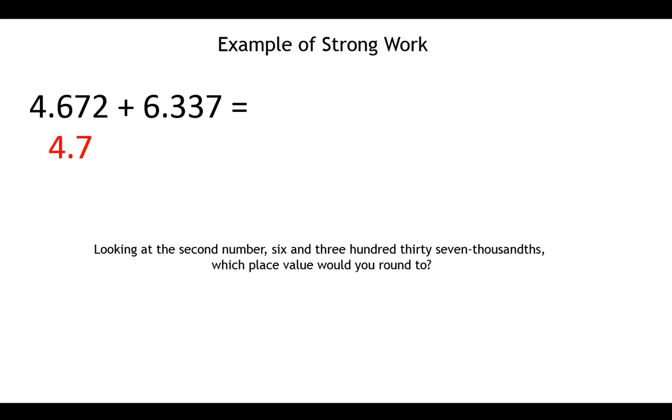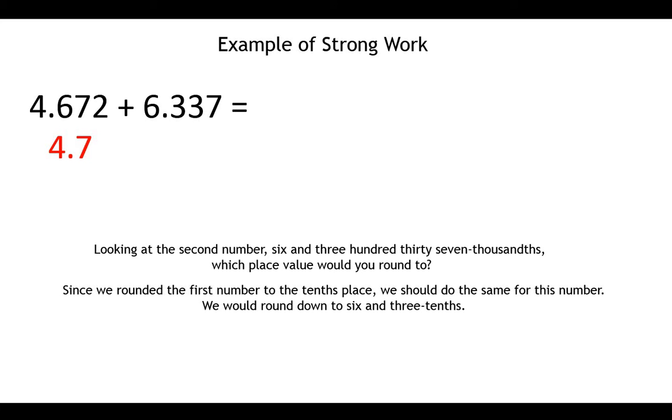Looking at the second number, 6 and 337 thousandths, which place value would you round to? Since we rounded the first number to the tenths place, we should do the same for this number. We would round down to 6 and 3/10. Now we can estimate an answer. We get 11.